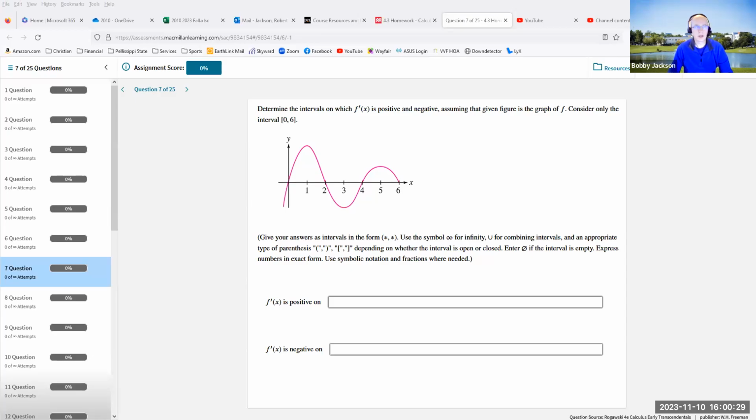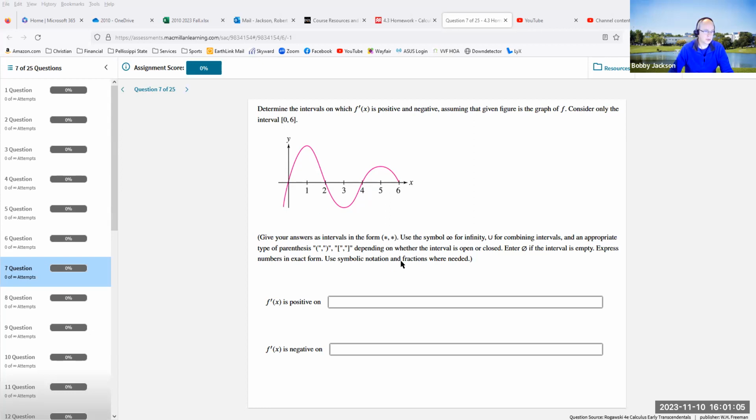Hey everyone, we're going to take a look at numbers 7, 8, and 9 from section 4.3. We're given the graph of a function, and you need to be clear which function we're given in each of these problems. So in number 7, we're going to determine the intervals on which f prime, that's the derivative of the function, is positive and negative. We're going to do that assuming that the given graph is the graph of the function f, and only consider the interval from 0 up to 6.